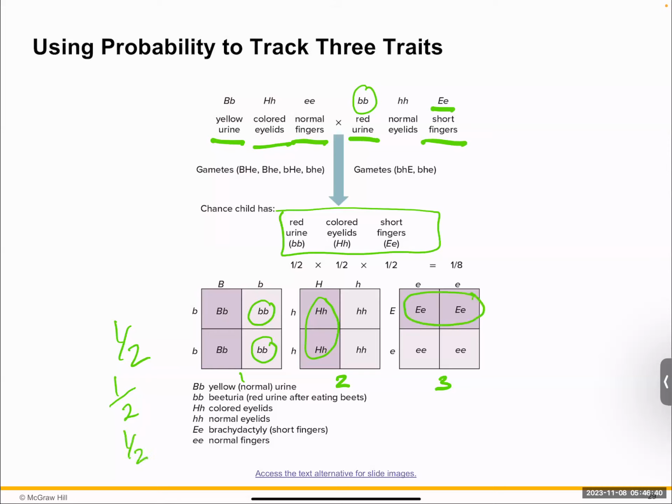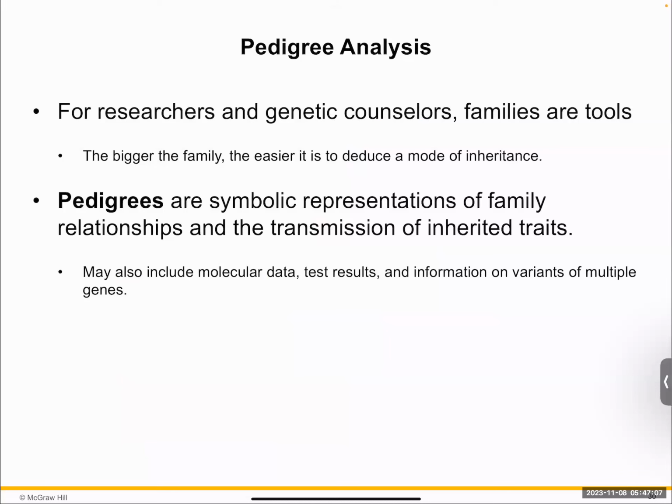So I do this, and then I multiply them together. 1/2 times 1/2 times 1/2 gives me 1/8. So if I want to have a child with these characteristics, there is 1 out of 8 chance that my child will have these characteristics. So the probability of having these characteristics is 1 out of 8. And you can, of course, write it as a percentage as well.